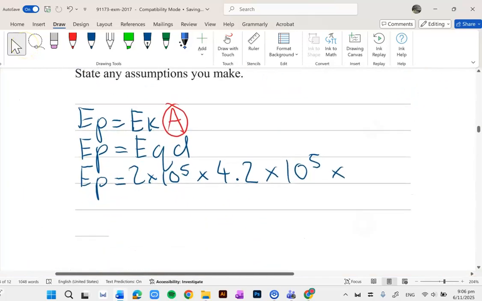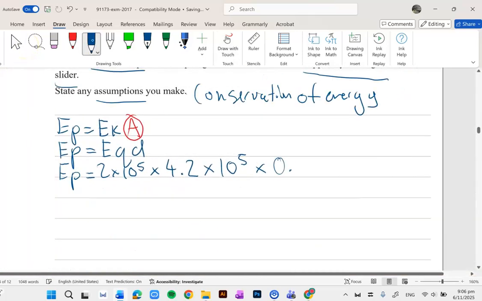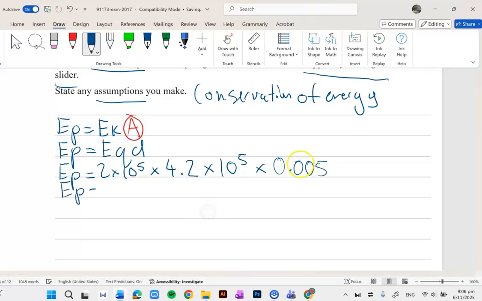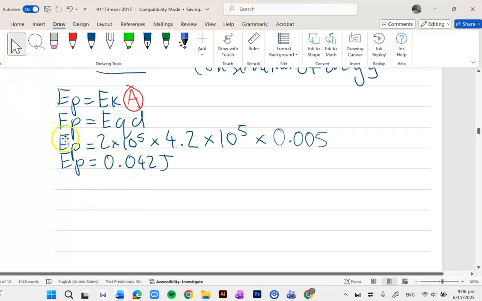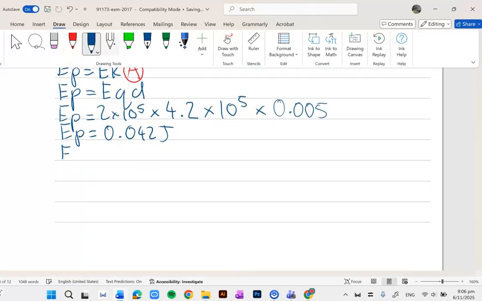So I'm going to put that in. 0.005, it's a very small number. If you put this into your calculator, you should get an answer, if you've rounded it appropriately, of 0.042 joules. So, we've now found the potential energy. Using our conservation rule, we can just write EK equals EP. So EK equals 0.042, which is just this here.